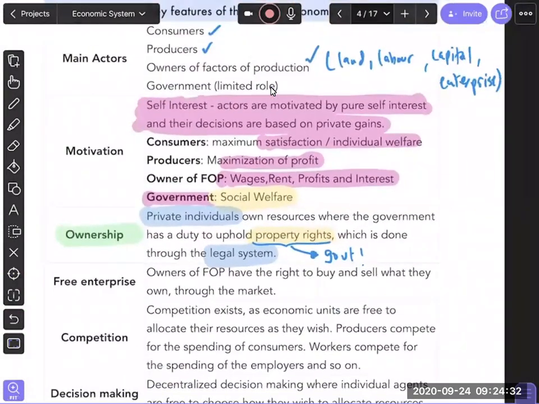Who owns the resources? We say private individuals are the ones owning resources, and the government has a very limited role in making sure that nobody takes away those properties from you unlawfully. Therefore, there's a legal system out there which is defining the law, and there are property rights established, which helps you make sure you don't lose your asset, your ownership, to somebody else in an unlawful manner. Make sense?